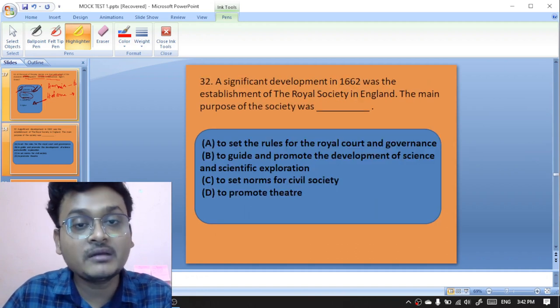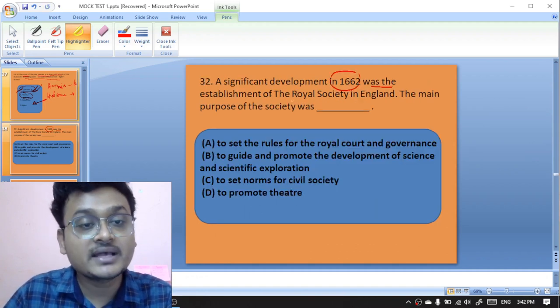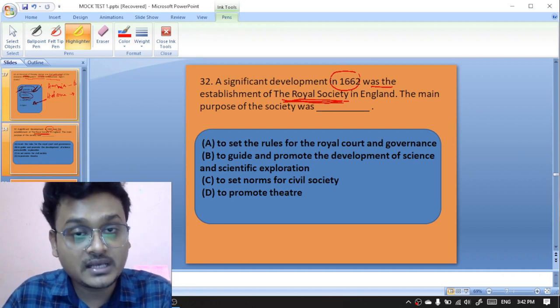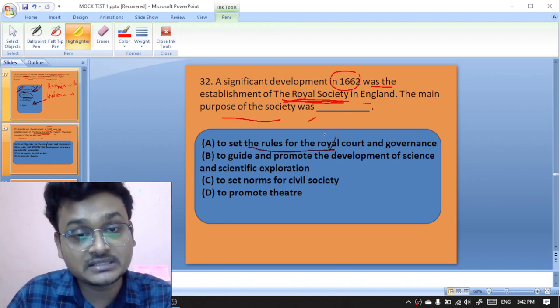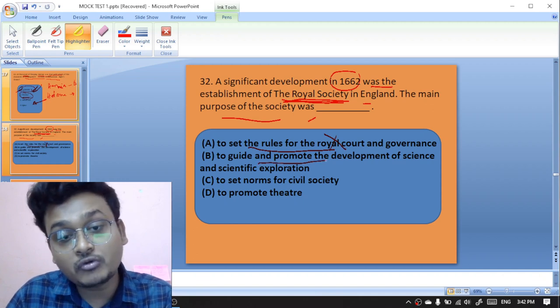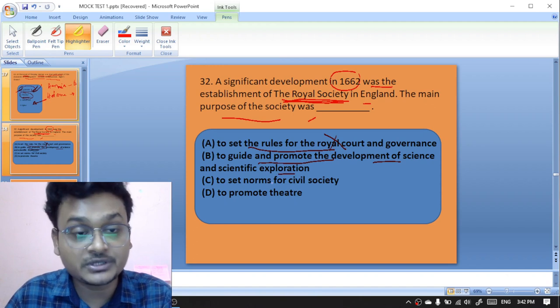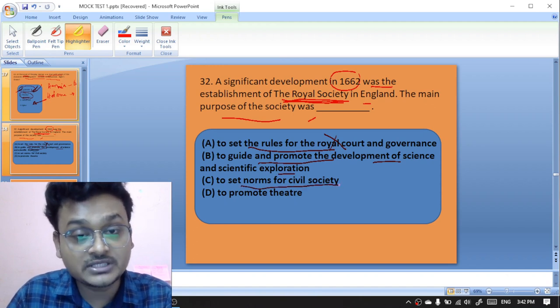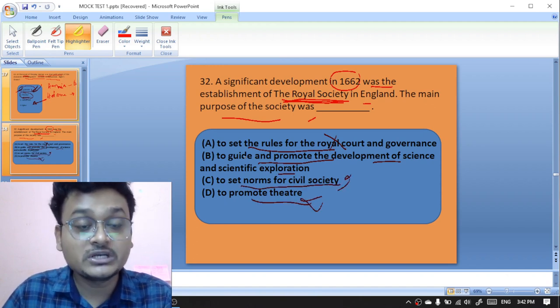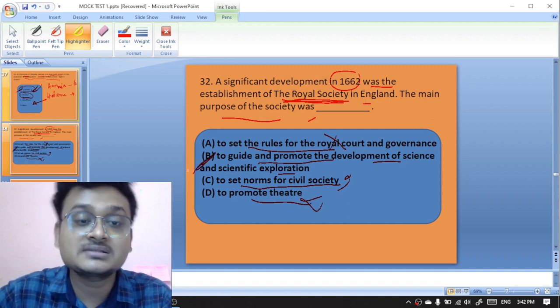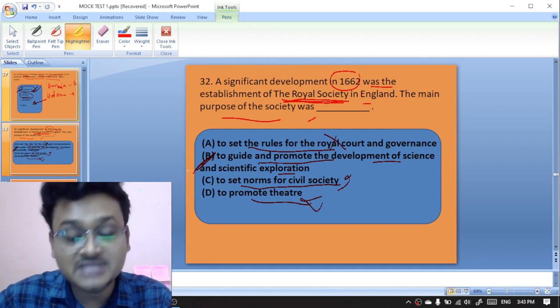A significant development of 1662 was the establishment of the Royal Society. So the Royal Society was established in the year 1662 in England. What was the purpose of the society? To set the rules? No, it was not to set the rules. To guide and promote the development of science and scientific exploration. To set norms for civil society? No. To promote theater? No. So it was to guide and promote the development of science and scientific exploration. So here B is the right option.